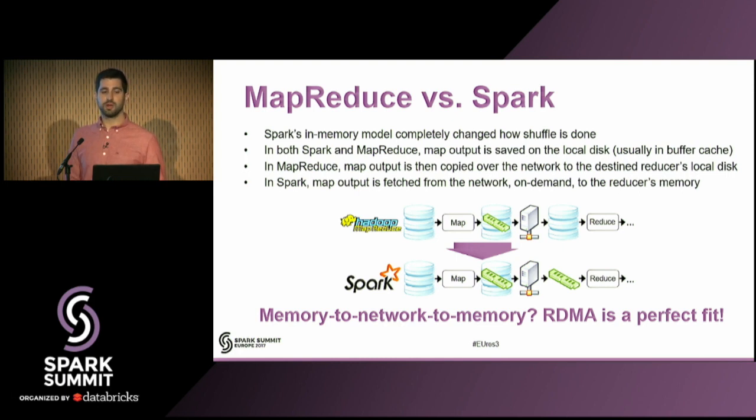In both Spark and MapReduce, map output is saved on the local disk, which is usually in buffer cache, aka memory. Now in MapReduce, the map output is copied over the network to the destined reducer's local disk. In the Spark case, the map output is being fetched by the readers and then saved directly into memory. So that gives us, in the Spark case, memory to network to memory transfers, and that's a perfect fit for RDMA.